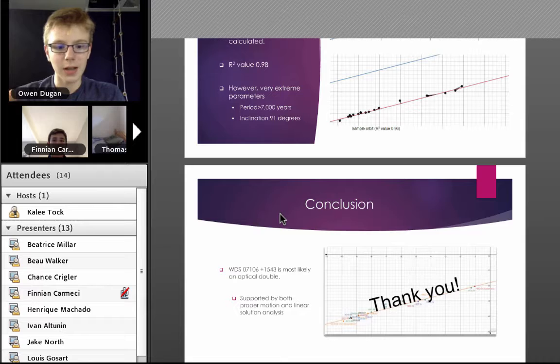In conclusion, WDS 07106 is most likely an optical double, and this is supported by both proper motion and linear solution analysis. So, thank you.